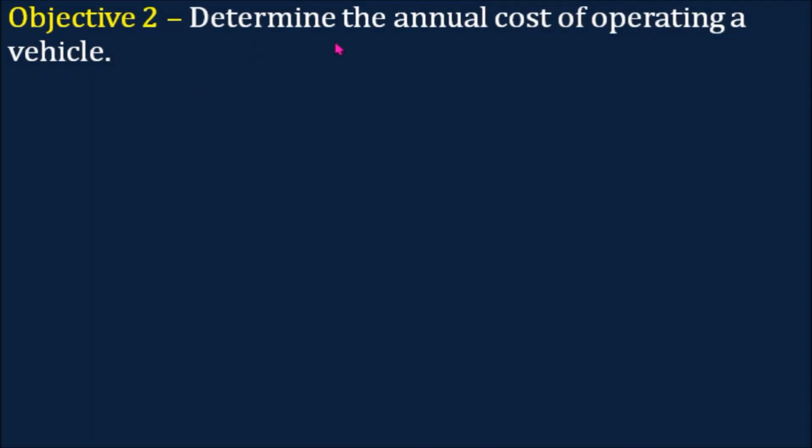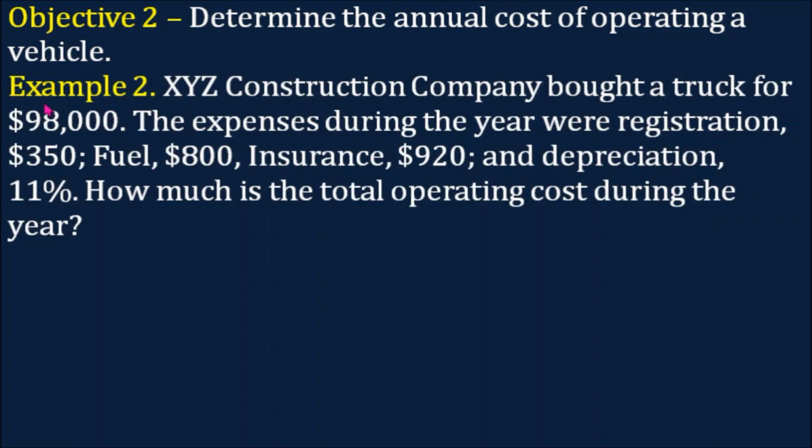Objective number 2, determine the annual cost of operating a vehicle. Example number 2, XYZ Construction Company bought a car for $98,000. The expenses during the year were registration $350, fuel $800, insurance $920, and depreciation 11%. How much is the total operating cost during the year?